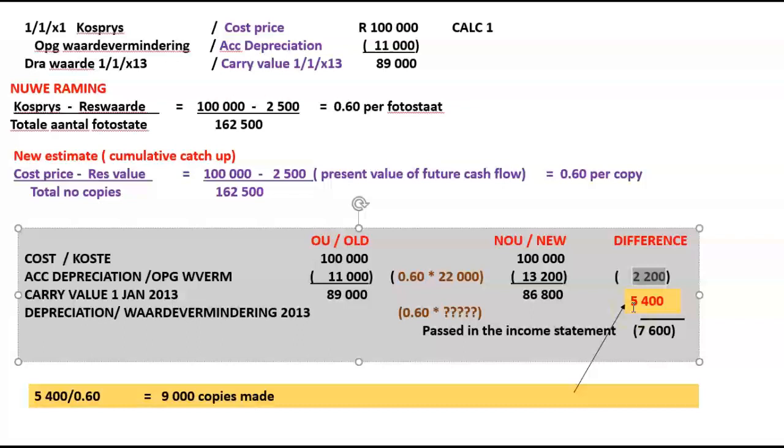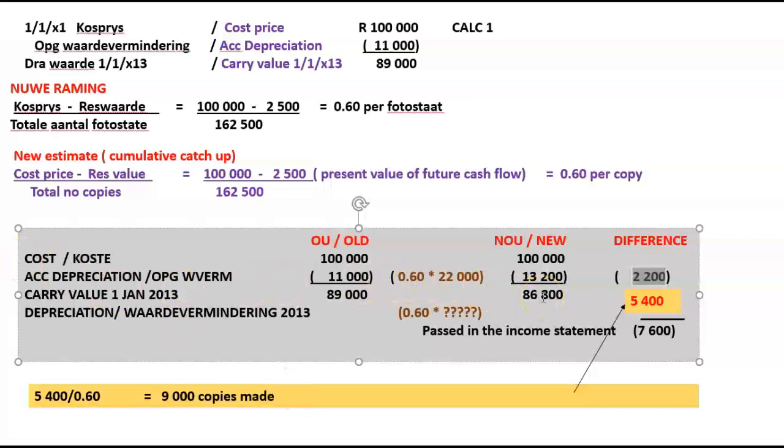Now, what is our rate per copy? 60 cents per copy. In total, it was 5,400. So 5,400 divided by 60 cents a copy gives us a total of 9,000 copies that we've made for the current year. We need the number of copies made for the current year because remember we have to do this whole calculation based on the reallocation method because that is what the owner wants in the books.